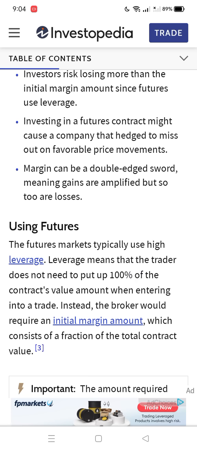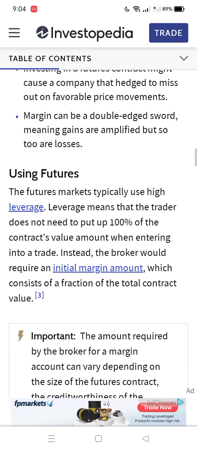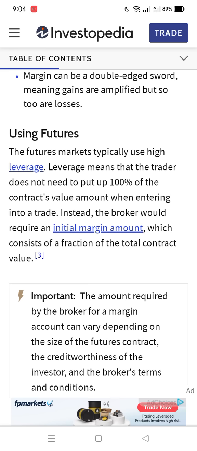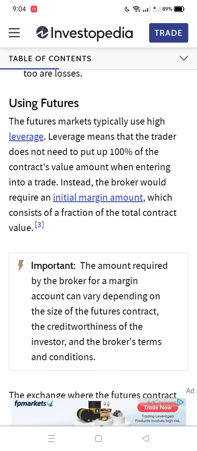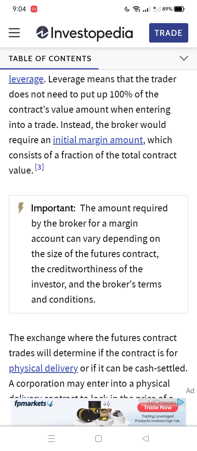Investing in futures contracts might cause a company to miss out on favorable price movement. Margin can be a double-edged sword, meaning gains are amplified, but so too are losses. Using the futures market typically involves high leverage. Leverage means that the trader does not need to put up 100% of the contract value when entering into a trade. Instead, the broker will require an initial margin amount, which consists of a fraction of the total contract value.